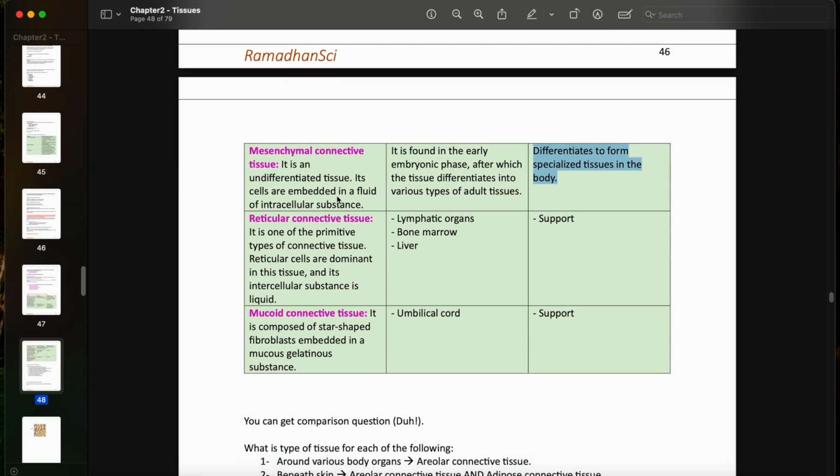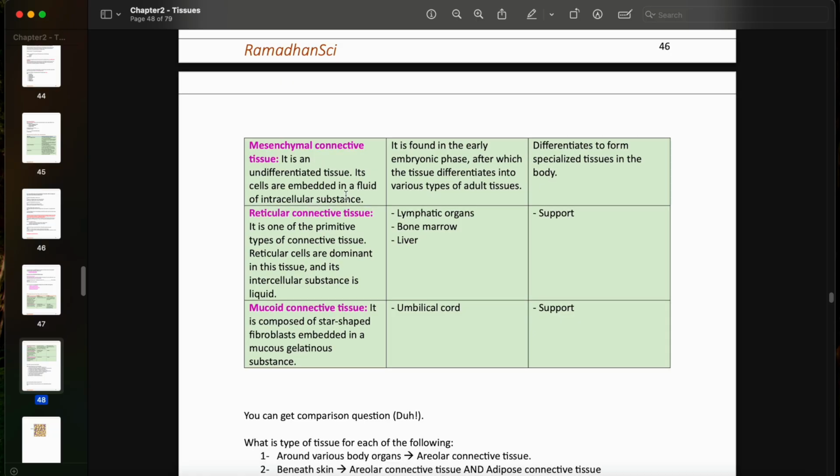The function and location of mesenchymal connective tissue is extremely important. I'm pretty sure they've already asked about the function of the tissue. Or was it the cell? We already had the mesenchymal cell, but not the mesenchymal tissue. So don't confuse the two.